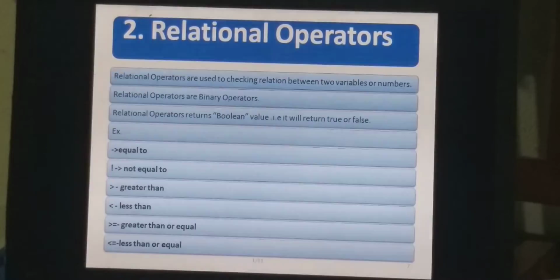Now the second type of operator is the relational operator. Two operands are related and the output will be true or false. One is less than the other, one is greater than the other, one is equal to the other. We can relate one operand with the next operand. That is called a relational operator. They are equal to, not equal to, greater than, less than, greater than or equal to, less than or equal to.